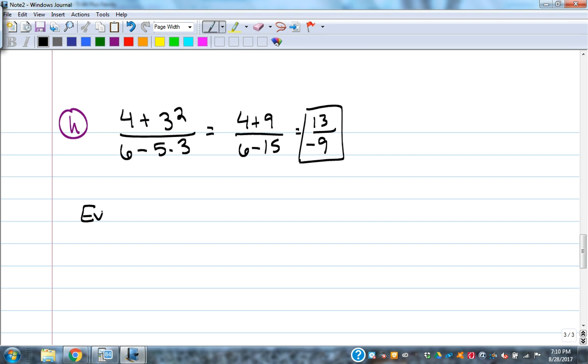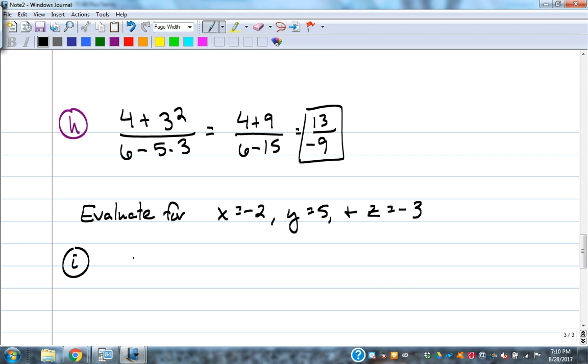So let's go to some evaluating for x equals -2, y equals 5, and z equals -3. So we're getting some variables and some values for those particular variables. And if we're going to evaluate some problems, maybe it looks something like this: -4x squared minus 7y plus 4z.